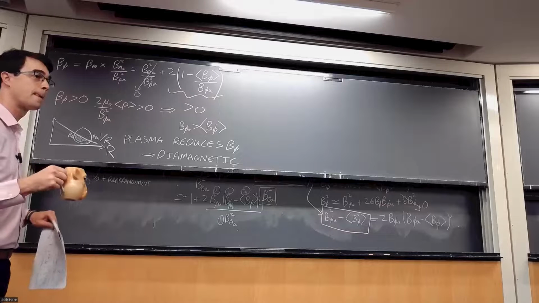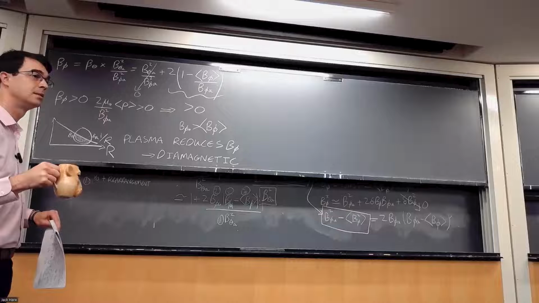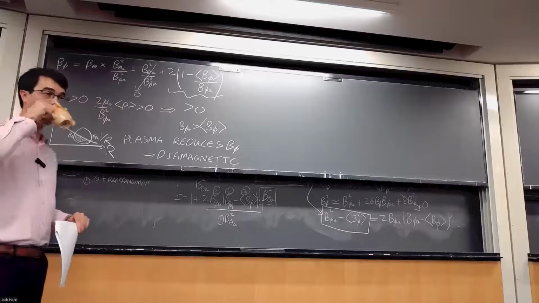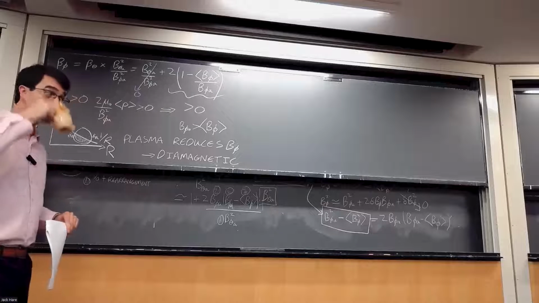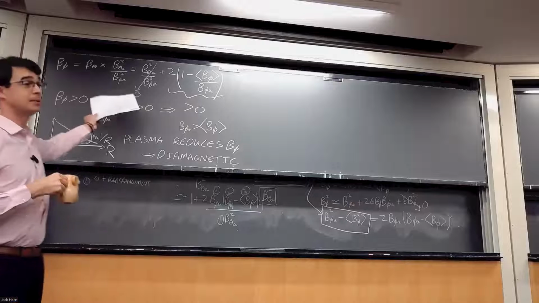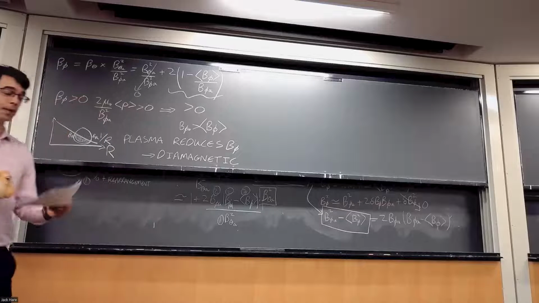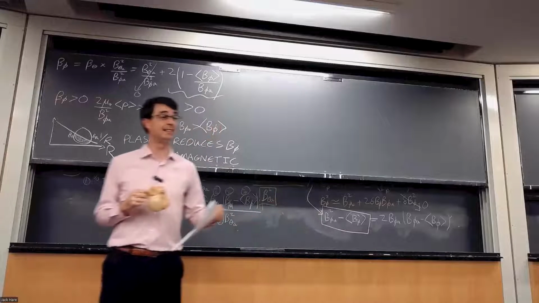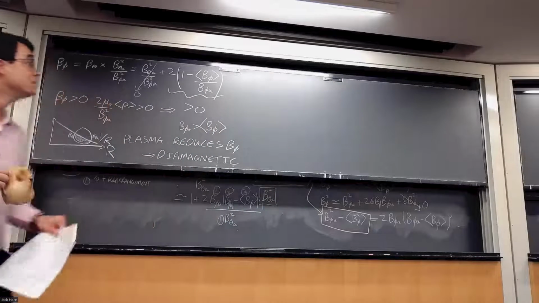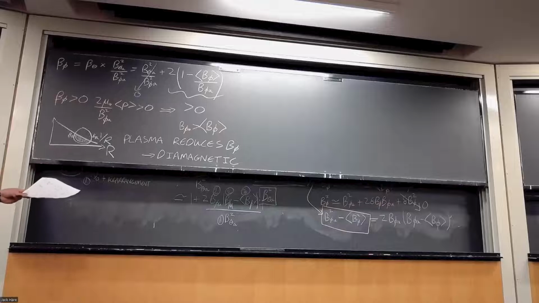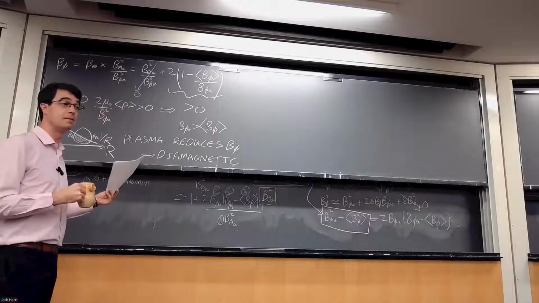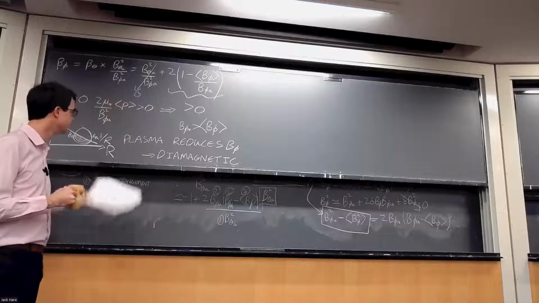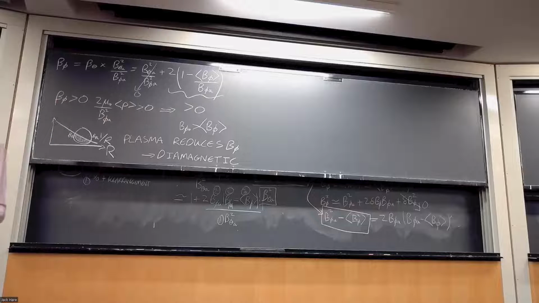Yeah. It would under these strong assumptions that we've made. And we're going to talk about relaxing those assumptions and finding a plasma which is paramagnetic, which actually enhances the magnetic field, in a moment. But for something like a tokamak, this is always diamagnetic, sorry. Yeah. Other questions?